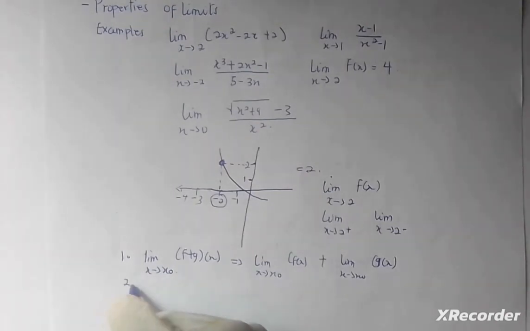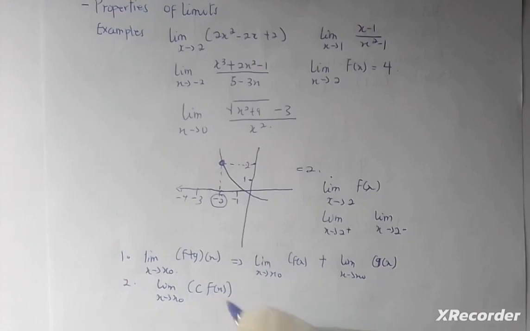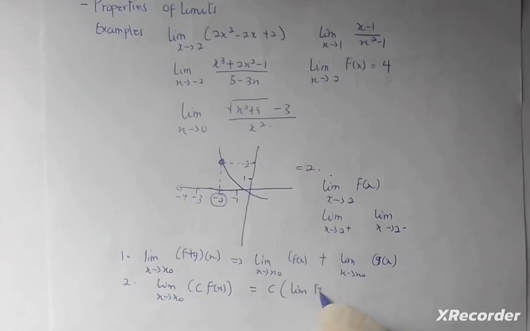Then the second property, we're going to have the limit as x approaches x naught of c, which is an arbitrary constant, multiplying the function f of x. Then our limit is going to be c multiplying the limit of f of x alone as x approaches x naught.